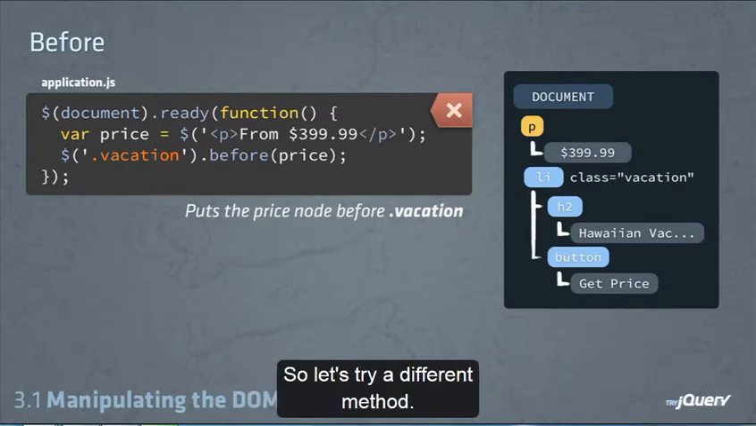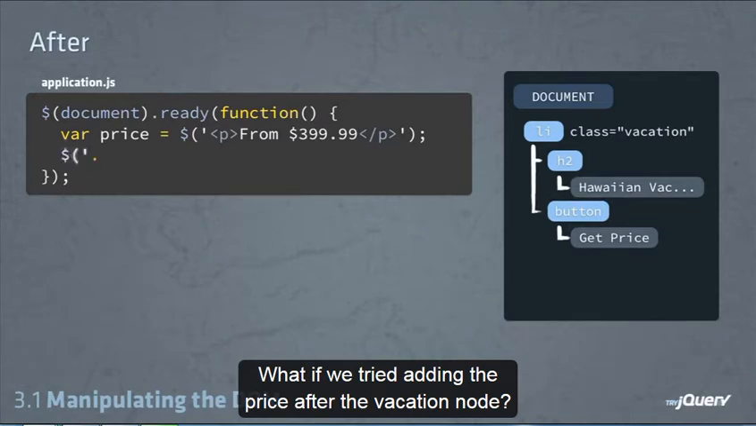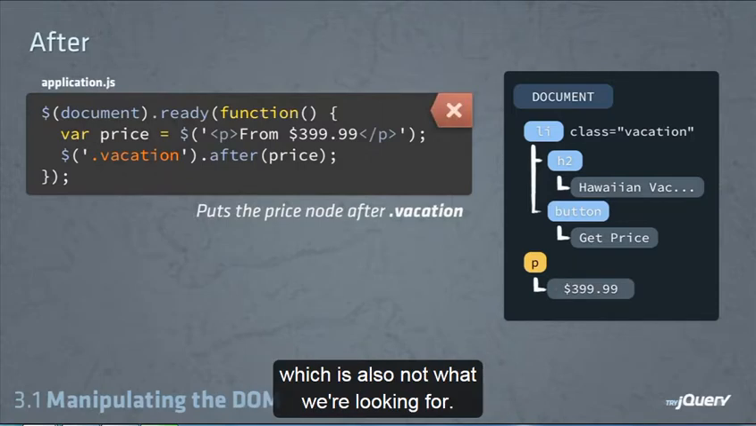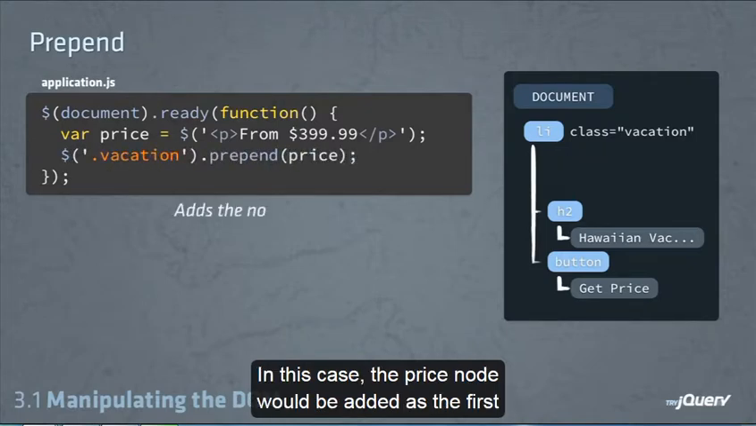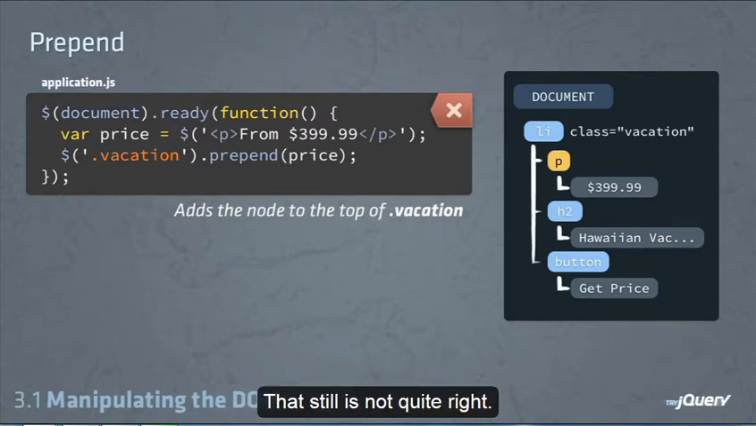So let's try a different method. What if we tried adding the price after the vacation node? In this case, it would be put down here at the bottom, which is also not what we're looking for. We could try using the prepend method. In this case, the price node would be added as the first child of the li with class vacation. That's still not quite right.